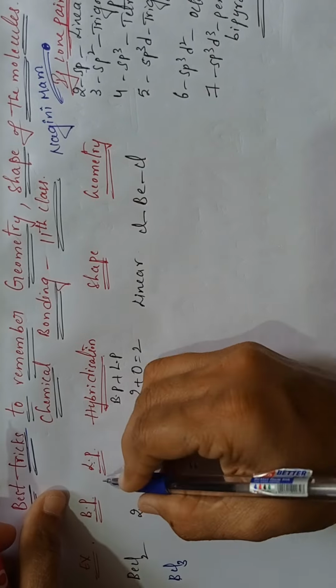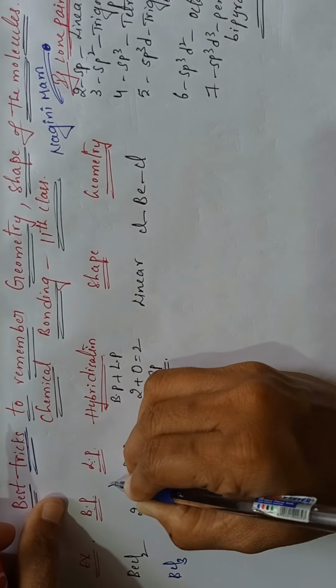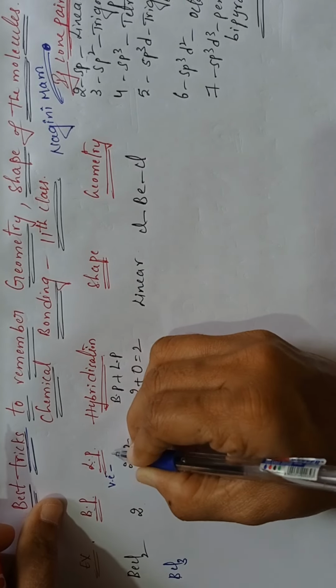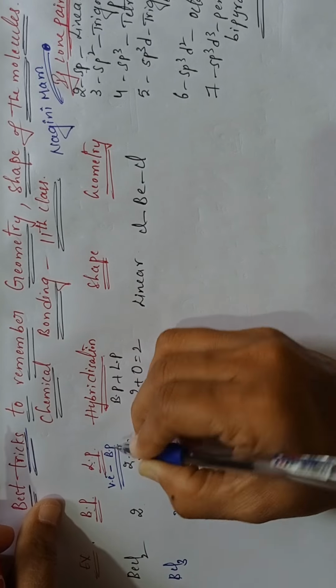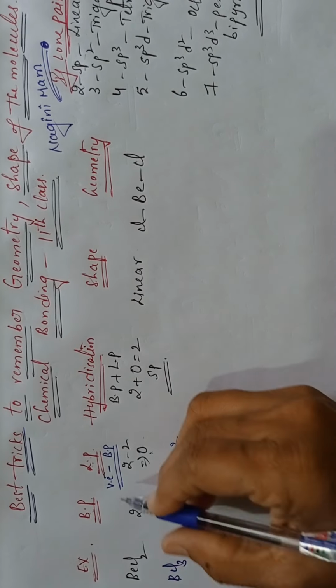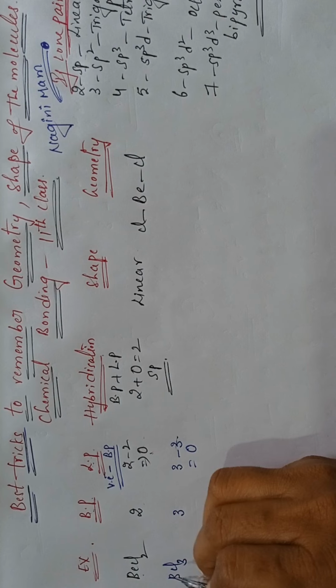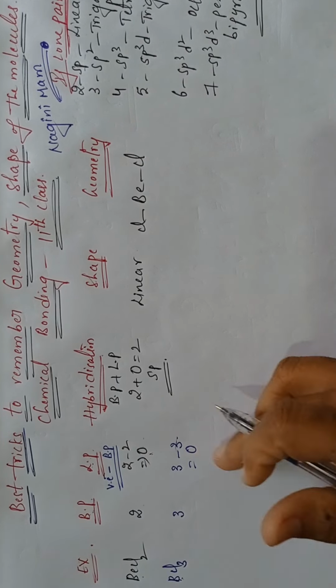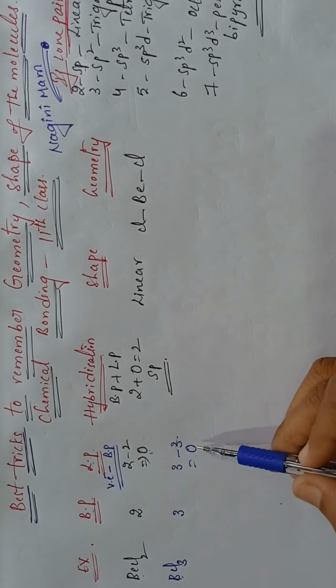Are you clear? Lone pairs, how to find it, students? Valence electrons minus bond pairs. This is the formula. Okay, now which valence electrons? Of the central atom, beryllium, boron, like that. Okay, 3 minus 3, 0. That means lone pairs is 0.